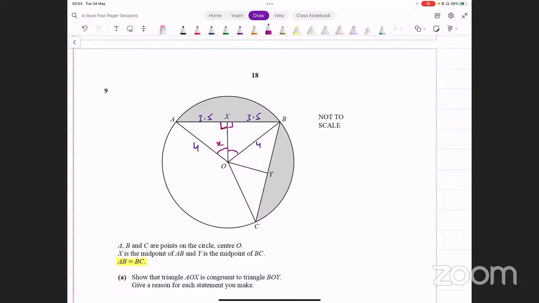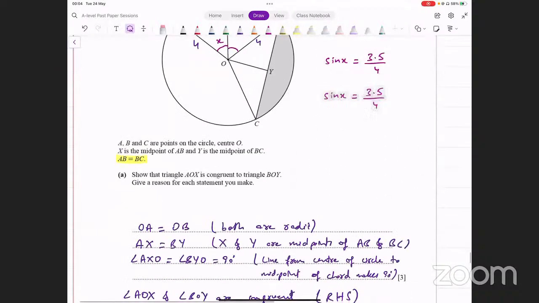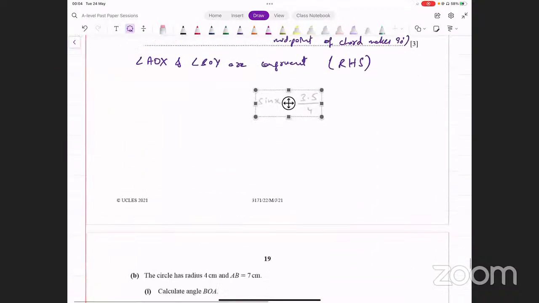It's a right angle triangle. क्या कर सकते हैं? X के हिसाब से 3.5 is perpendicular और 4 hypotenuse है. Perpendicular hypotenuse में कौन सी रेशो होती है? Sine. So we can say sine X is equal to perpendicular, which is 3.5 over the hypotenuse, that's 4. यहाँ से आपके पास X angle आ जाएगा. Let's figure that out.